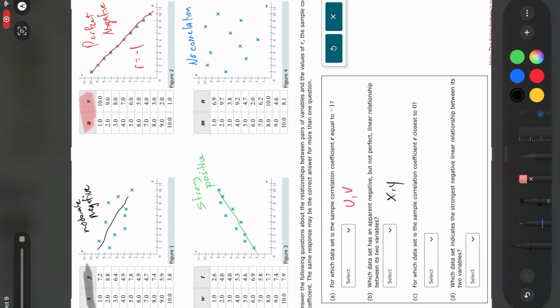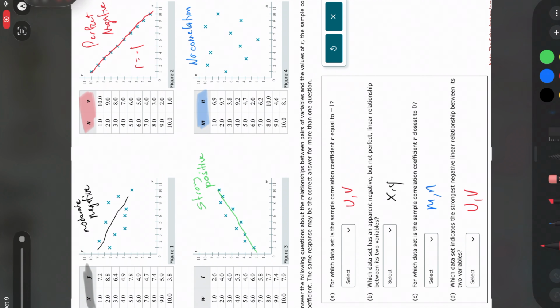For which data set is the sample correlation coefficient R closest to 0? That is going to be this one right here. R is going to be close to 0 because there is no clear positive or negative trend there. So that is MN. Which data set indicates the strongest negative linear relationship between its 2 variables? I'm glad I got this one, because that would be this one up here. It would be UV. You can use the same one twice. You don't have to use all of them. The questions will do that to you. That one would have the strongest negative.